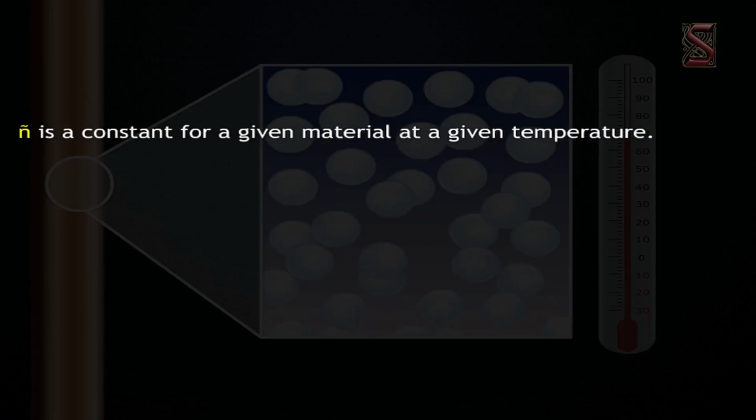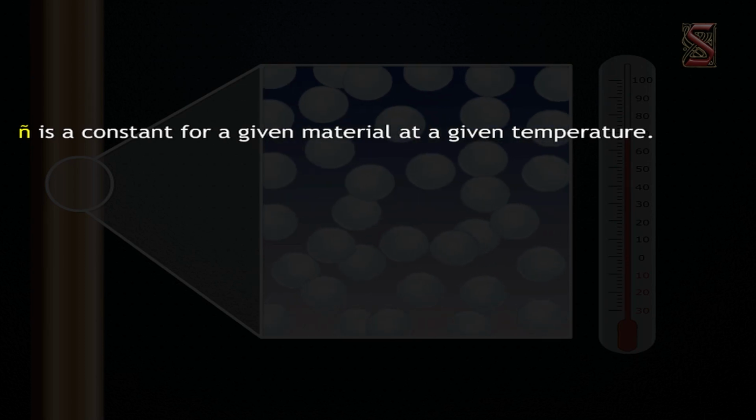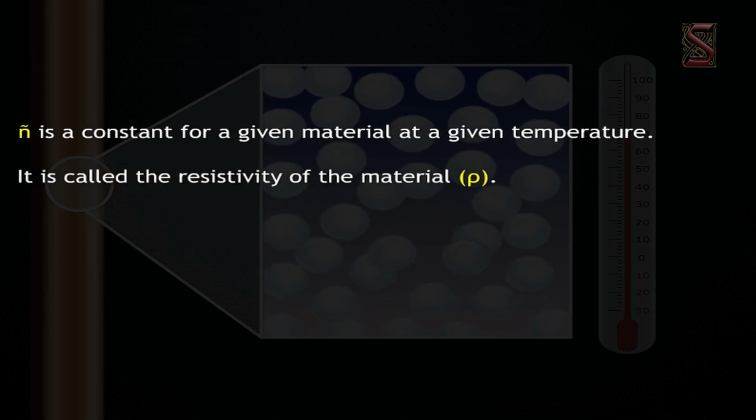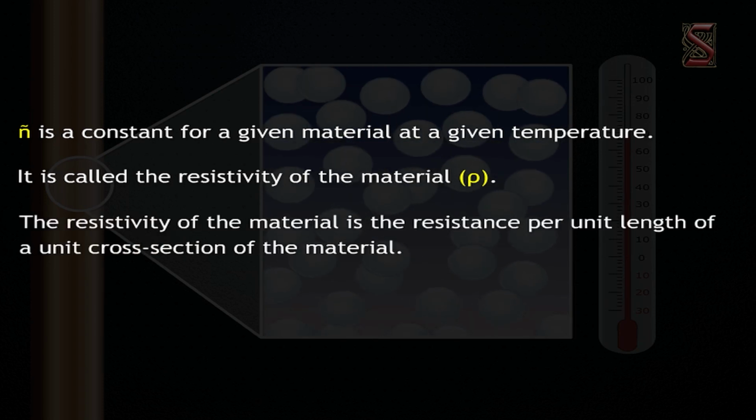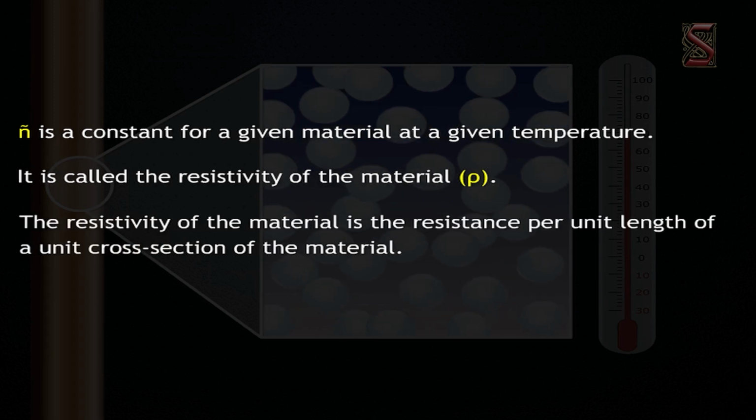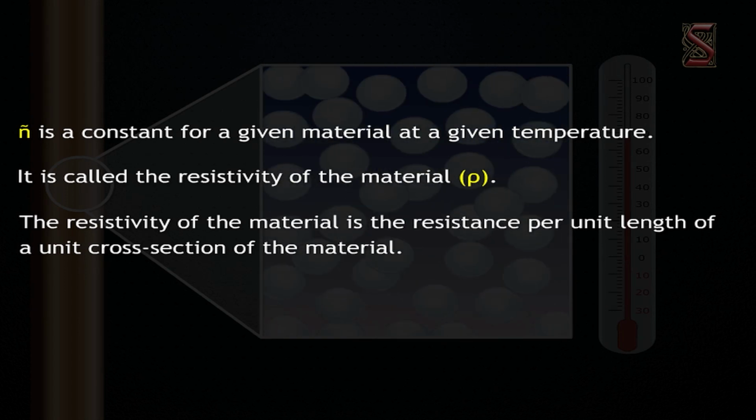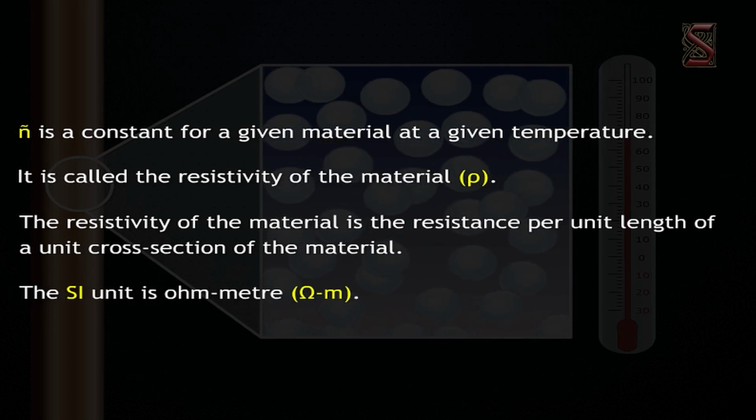Thus, rho is a constant for a given material at a given temperature. It is called the resistivity of the material. The resistivity of the material is the resistance per unit length of a unit cross-section of the material. The SI unit is ohm meter.